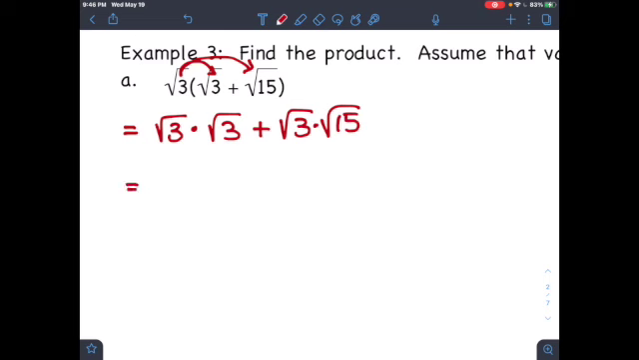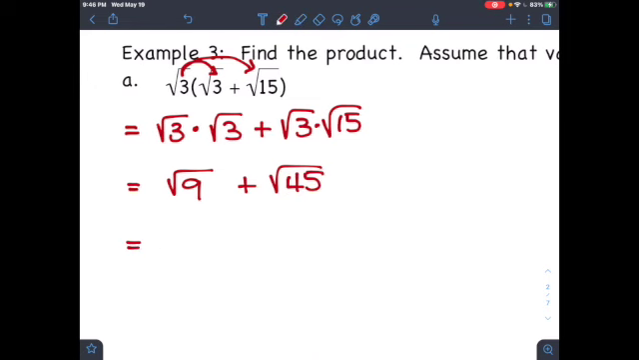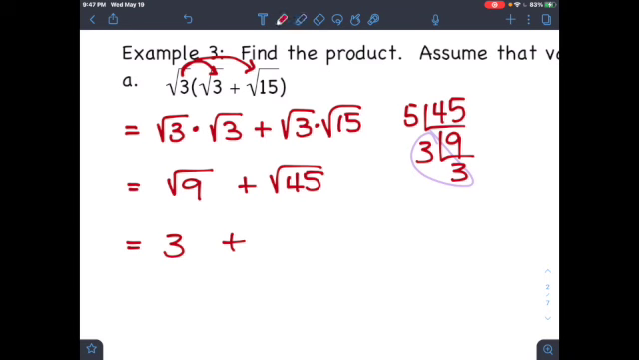Now what you should recognize is square root 3 times square root 3, they are the same exact thing. So that can be 3, or if you want me to write it out, square root 9 plus square root 15. Oh, I'm sorry, square root 45. And you can break it down. That's going to be 3 plus square root 45. Put the 45 on the side. That's going to be 5, and divide by 5. That's going to give you 9 and 3 and 3. So that will give you a pair of 3, and that's going to be 3 root 5. And because they don't have anything in common, the answer will be 3 plus 3 root 5.